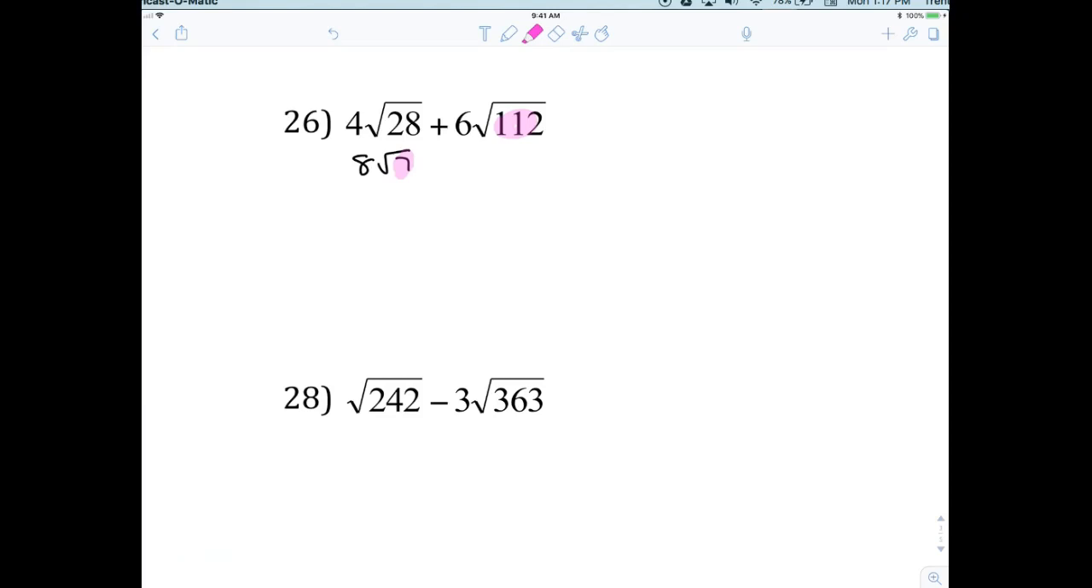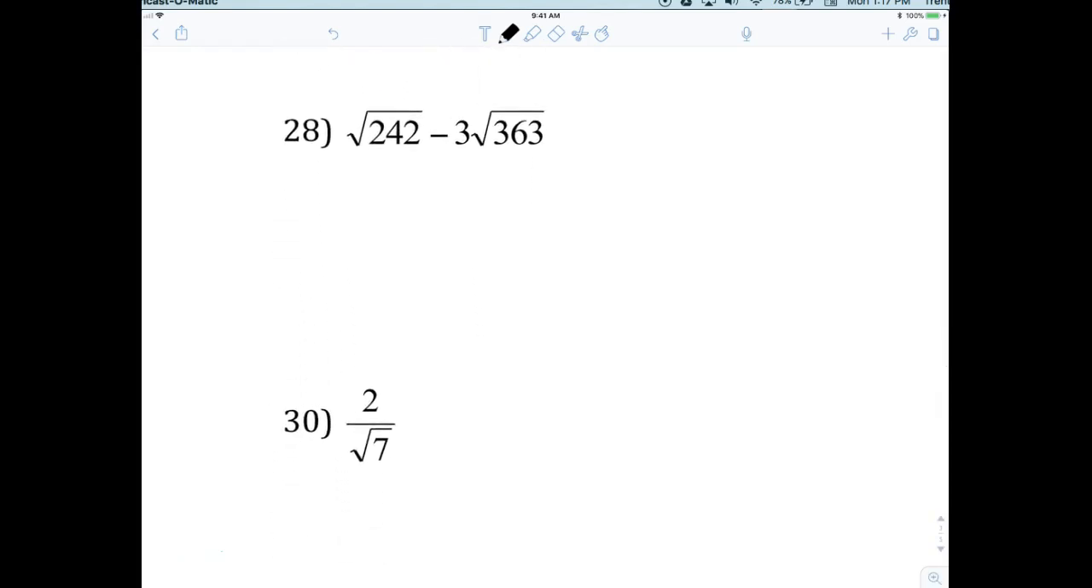All right, so that comes out as 24 radical 7. And then the answer is 32 radical 7. Sorry. Now, look at 28. Again, 242 is kind of tricky unless you think about it and you see 2 goes in 121. And most of you know the square root of 121 is 11. All right. So this should be 11 radical 2.